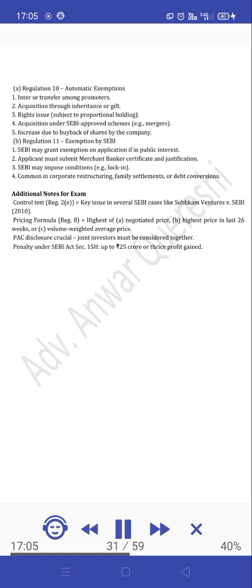15. Exemptions, page 347, Regulation 10. Automatic exemptions: 1. Interstate transfer among promoters. 2. Acquisition through inheritance or gift. 3. Rights issue subject to proportional holding. 4. Acquisition under SEBI approved schemes, e.g. mergers. 5. Increase due to buyback of shares by the company.